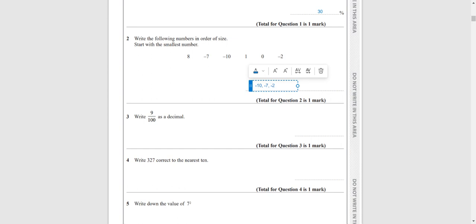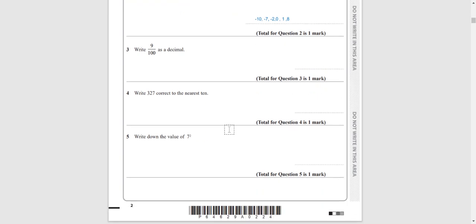Minus 2, 0, 1, and 8. What I would just do here is check. I've got 6 numbers there. 1, 2, 3, 4, 5, 6. Perfect. Let's move on.